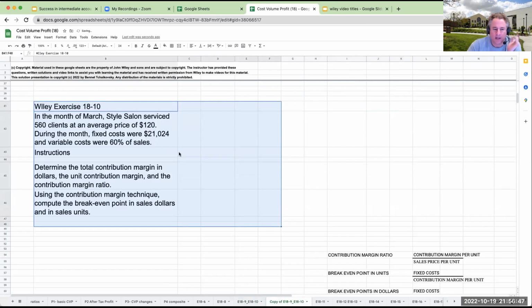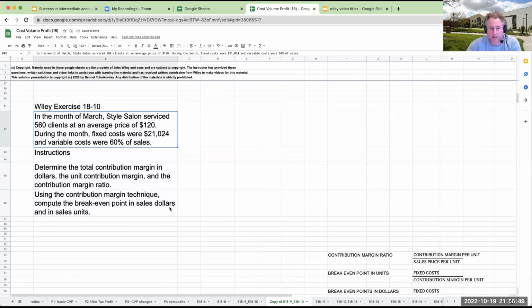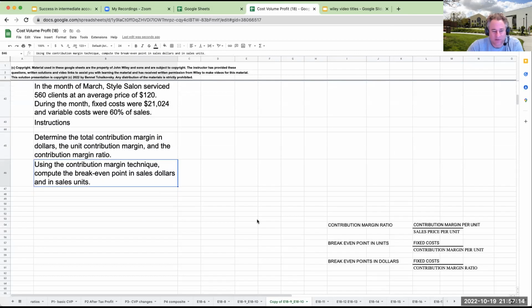Okay, so let's go over here. The company went through and serviced 560 clients at an average price of $120. During the month, fixed costs were $21,024 and variable costs were 60% of sales. Determine the total contribution margin in dollars, the unit contribution margin, and the contribution margin ratio. Using the contribution margin technique, compute the break-even point in sales dollars and in sales units.